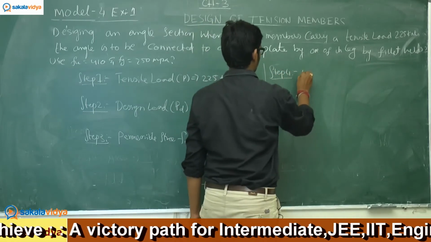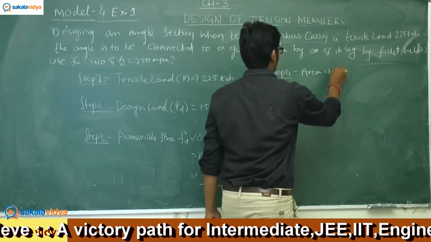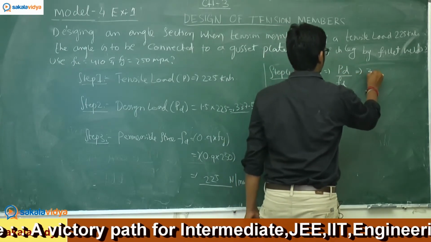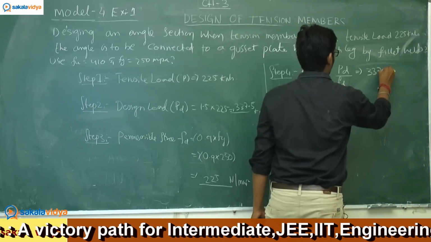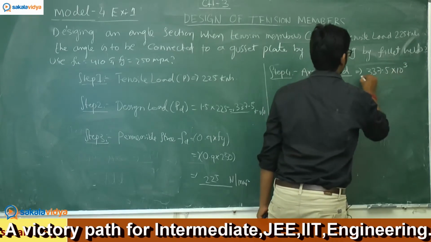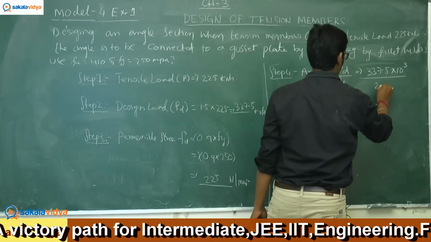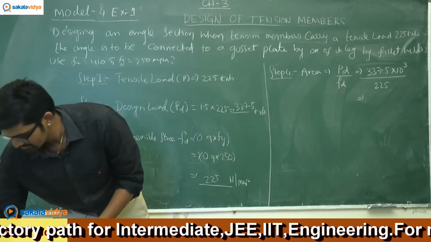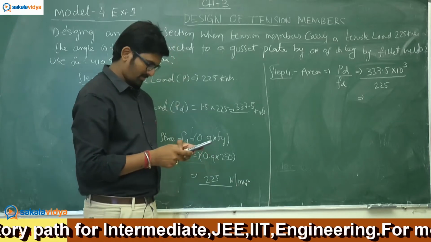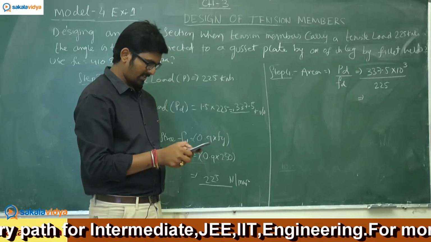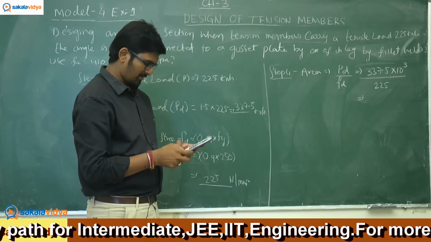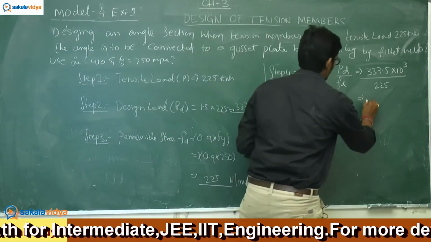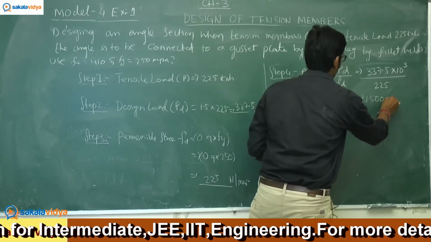Step 4. Area is equal to design load by permissible stress. That is 337.5, as it is in kilonewtons, times 10 power 3, divided by 225. So let us find the answer. 337.5 into 10 power 3 divided by 225. So we got 1500 mm square as the area.